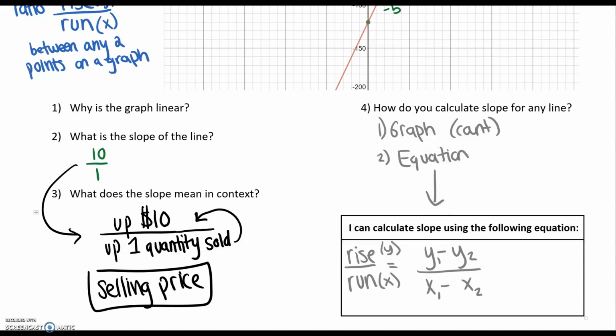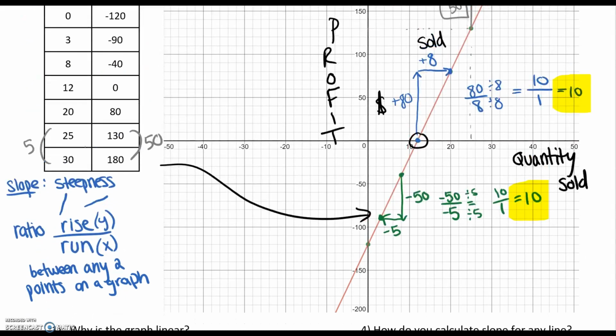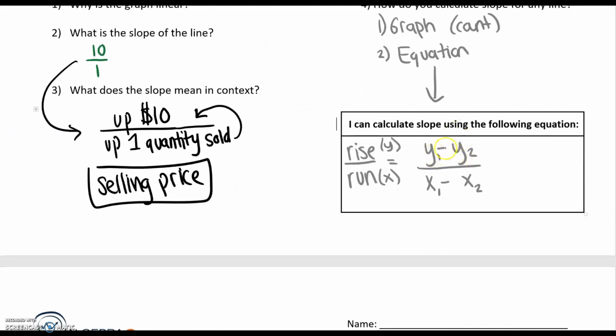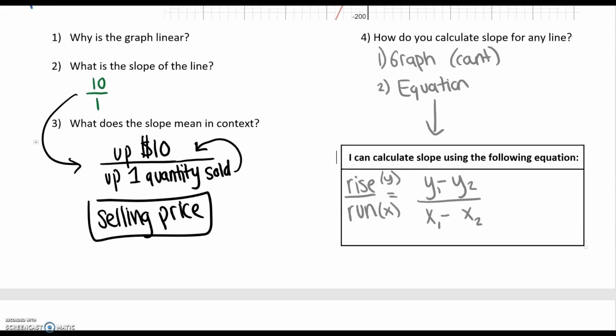Don't forget to watch your signs. You're going positive, positive. You might get some negatives here. If you're subtracting, like, let's say your coordinates are 2 minus 5, that would be negative. So just make sure of that, as that's a common mistake. But otherwise, it's pretty straightforward.